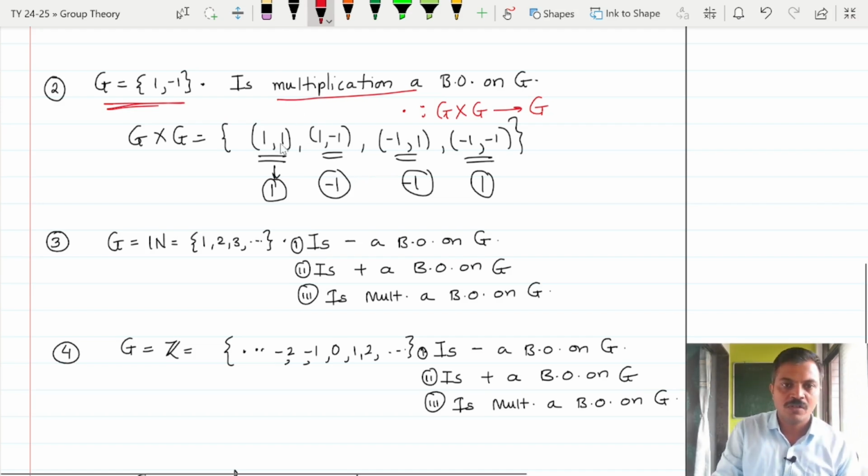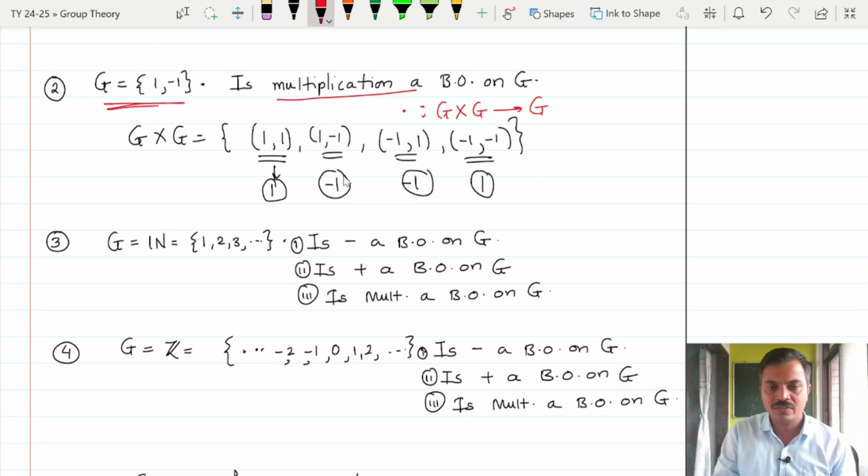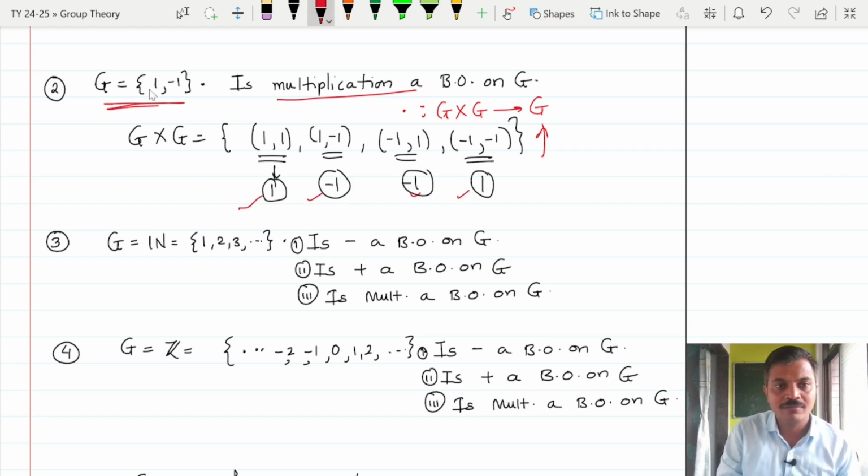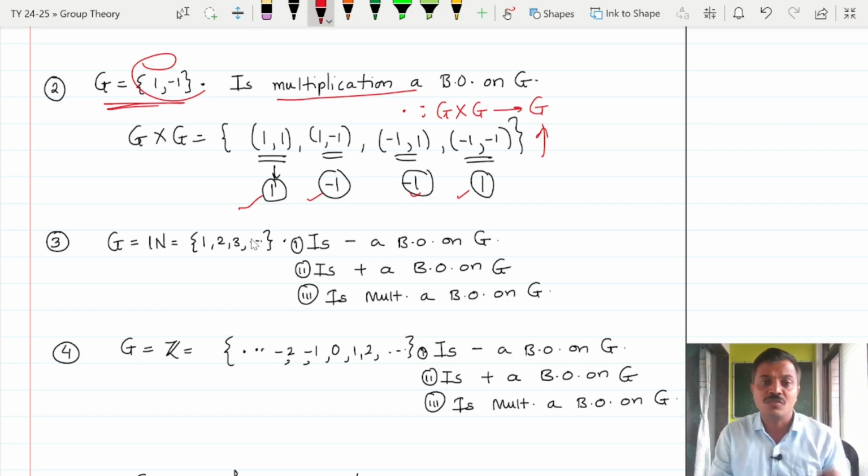As we can observe, all the elements do have images. They are unique also because each and every element has exactly one image. But the question is whether the images lie in the codomain. Remember, the codomain is G, and the answer is yes, because the elements are either 1 or minus 1 and they lie in G. So therefore this is a binary operation.